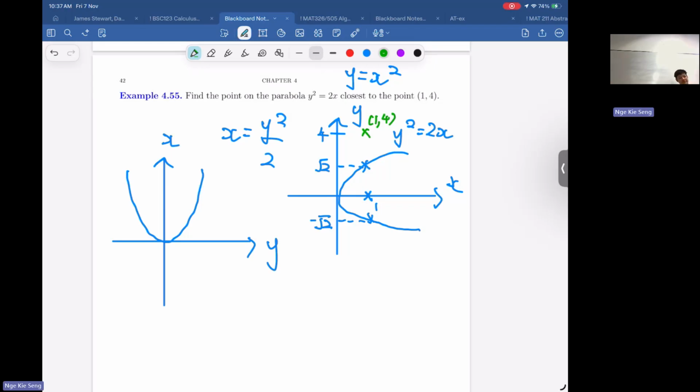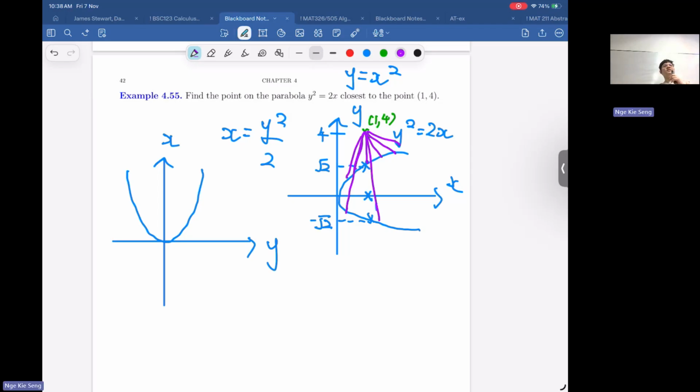So the question says, find the point on the parabola closest to this point. What does it mean by closest? Obviously, you need to draw a line between this point and every point on this curve, and then you measure which one is the shortest one. So you draw a line from (1, 4) to every point on this curve, and then you compute which one is the shortest.